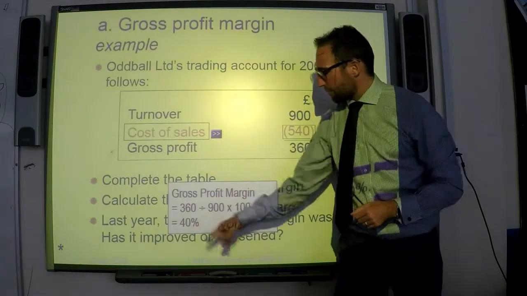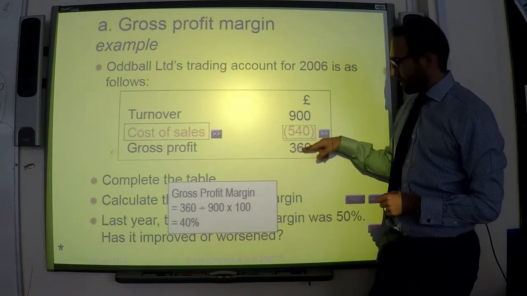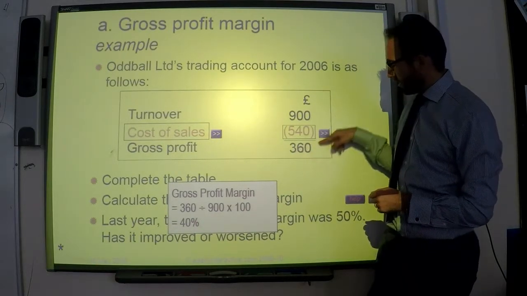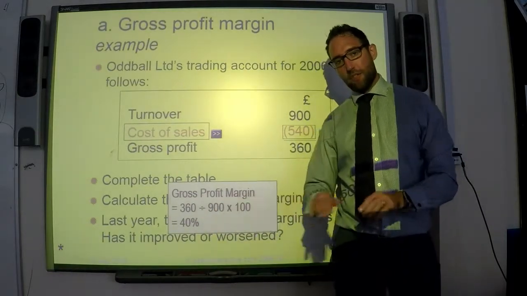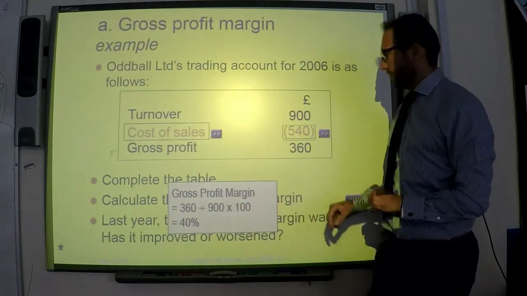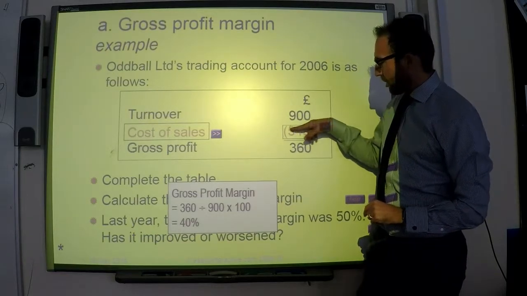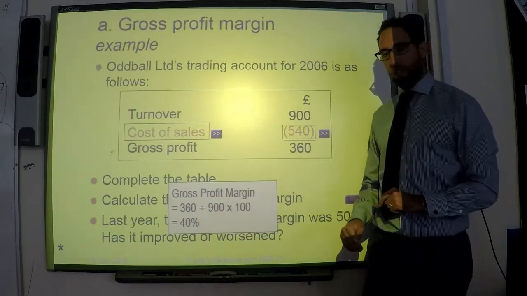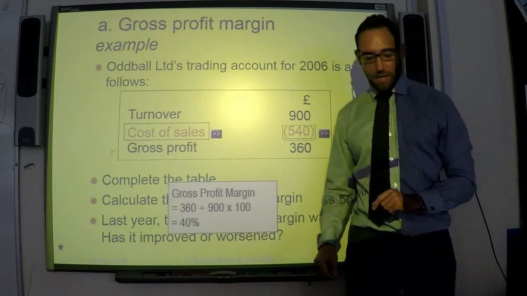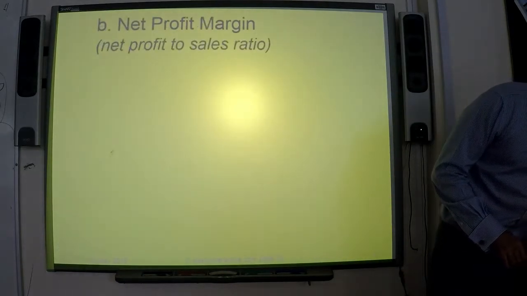In order to have a higher percentage, gross profit must be a bigger percentage of turnover. So it's good to have a higher percentage. If the percentage goes up, that is a good thing. It means we're more efficient, it means our costs are lower. So a higher gross profit margin is better. Let's have a look at the next one, net profit margin.